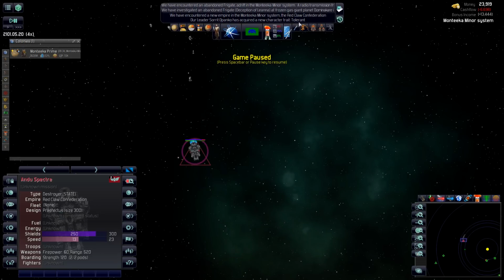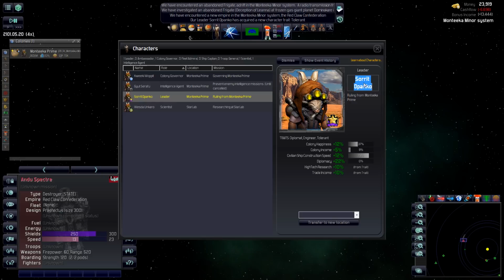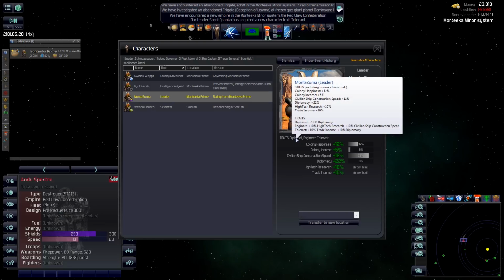Leader has a new character trait of what? Tolerant. And you need to be Montezuma. He's going to get replaced real soon, so I'll just call him Montezuma. Yeah, three or four of my test games, this guy got replaced before he even broke at a pre-warp. So that was unfortunate. It might not happen, but we'll see. So what was tolerant? Plus trade income, plus diplomacy.